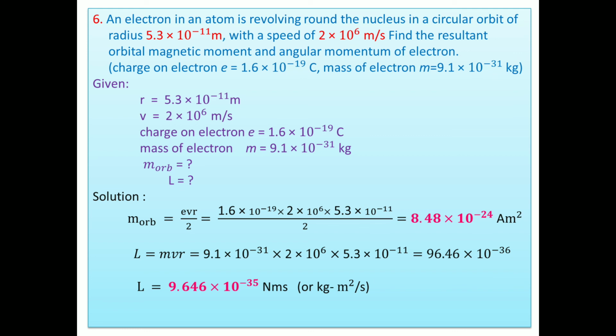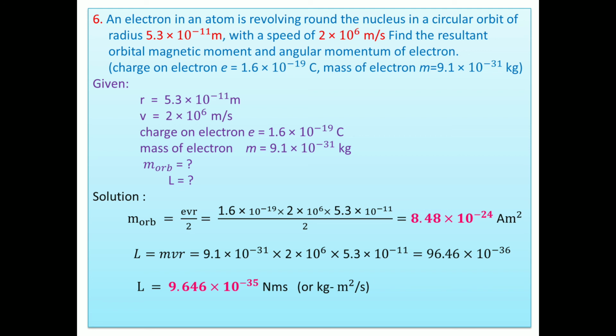An electron in an atom is revolving round the nucleus in a circular orbit of radius 5.3 into 10 raised to minus 11 meter with a speed of 2 into 10 raised to 6 meter per second. Find the resultant orbital magnetic moment and angular momentum of the electron. Charge on the electron is given, mass of the electron is given.